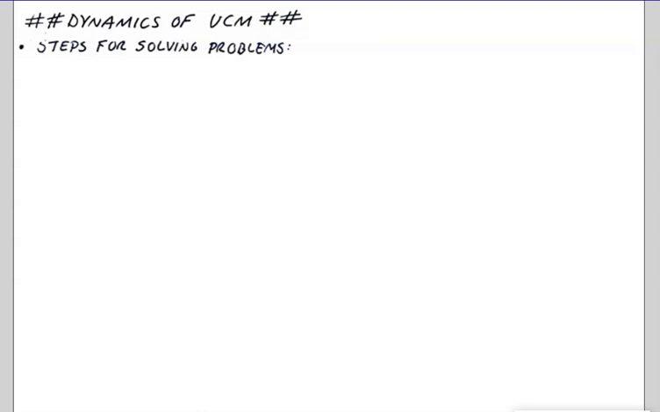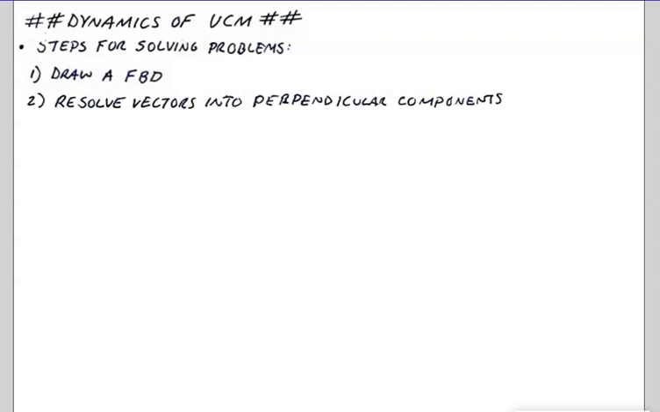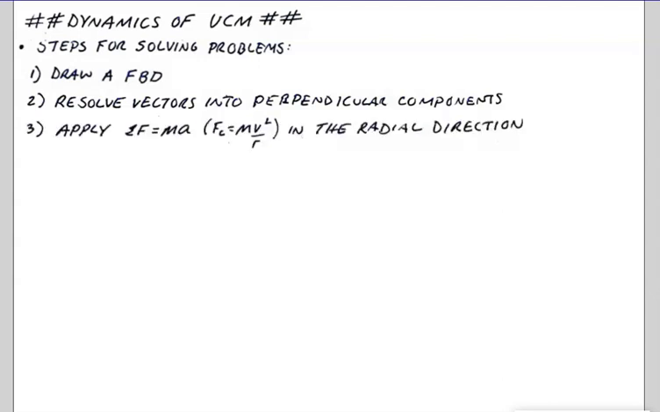Let's review the steps for solving problems. These are the same steps we used previously when we studied Newton's laws in dynamics. First thing to do is to draw a free body diagram. Second, we need to resolve any vectors that aren't perpendicular into perpendicular components. Third, we apply Newton's second law in the radial direction, or centripetal direction.